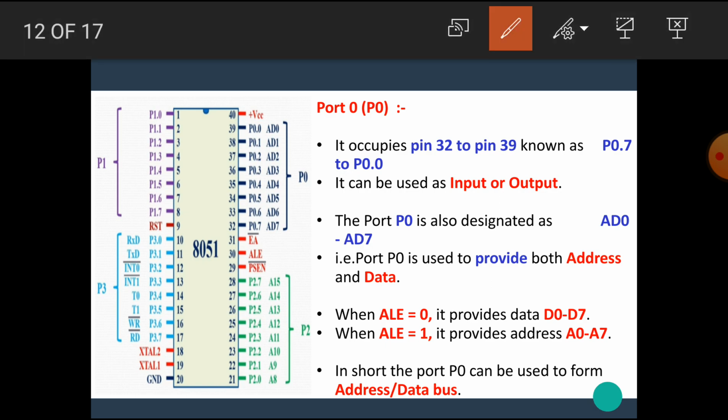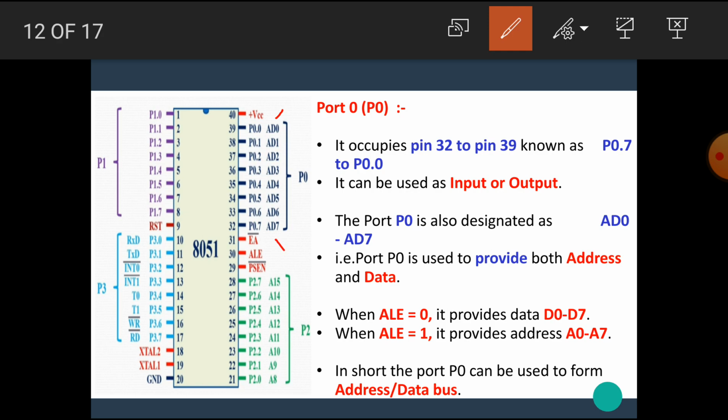The first port is port 0 or P0. It occupies the 32 to 39 pins, that is from 32 to 39 pins as P0.7, P0.6 to P0.0. It can be used as input or output port. The port P0 is also designated as AD0 to AD7.